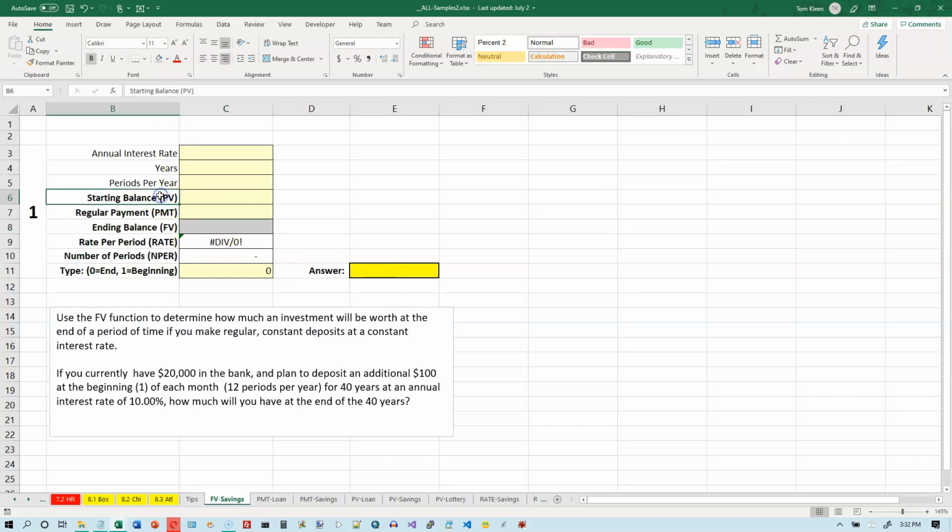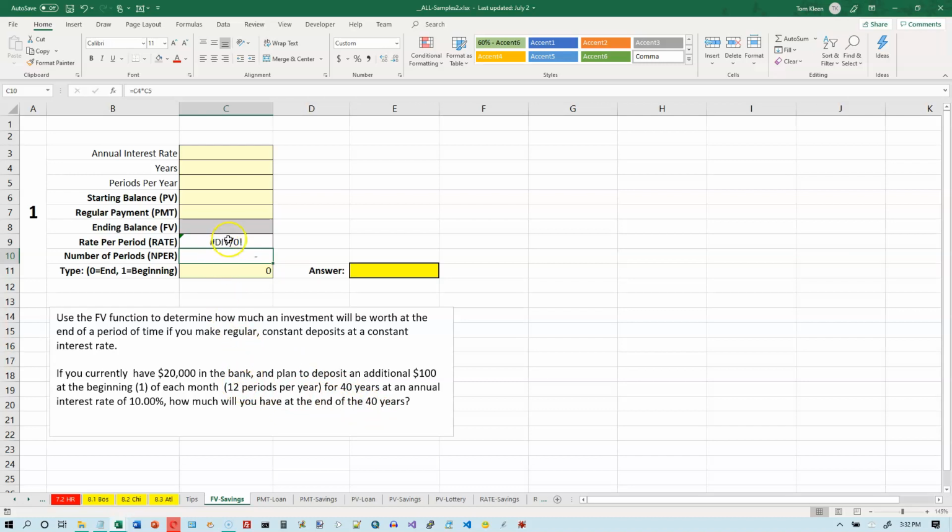So we need to know the present value, which is another way of saying the starting balance, but in all of the formulas it's referred to as the present value. The regular payment is referred to as PMT. The rate per period: it says 10%, but that's an annual rate, so we're going to have to divide that by the number of periods per year, and it says that they are monthly, so we're going to have to take that 10% and divide it by 12. And the number of periods is going to be the number of years, which is 40, times the number of periods per year, which is 12.